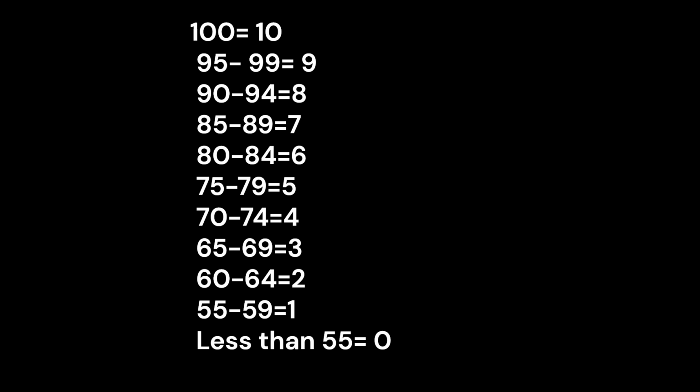If your score is between 70 to 74, your APS score will be 4. If your score is between 65 to 69, your APS score will be 3. If your score is between 60 to 64, your APS score will be 2. If your score is between 55 to 59, your APS score will be 1. If your score is less than 55, your APS score will be 0.